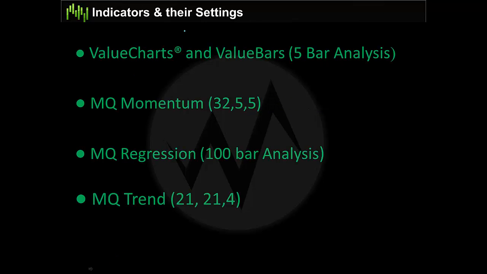Okay, now the settings, for those of you that already have the large bundle: we're going to use value charts and value bars, specifically set to a 5-bar analysis period. MQ momentum is at the default 3255 setting. Now we will also have two trend following indicators, MQ regression and MQ trend. MQ regression will be set at a 100-bar analysis period, and MQ trend will be set at 21.4. Now these two just help us trade on the right side of the market, depending on which way the trend is going. I'll show you that in a little while too.